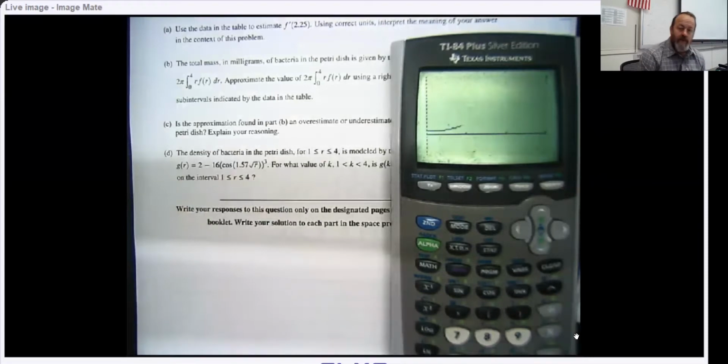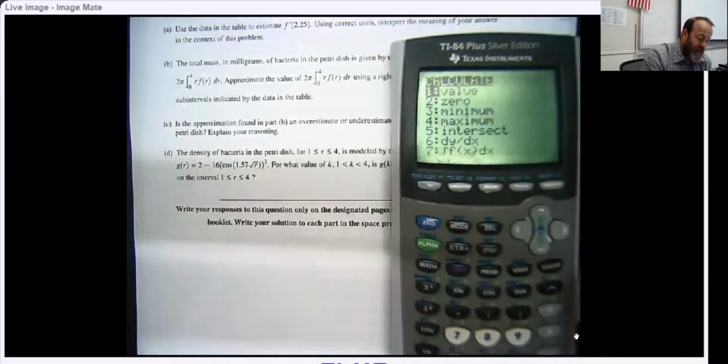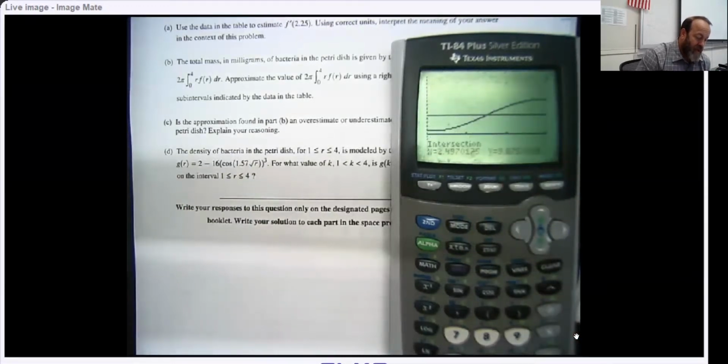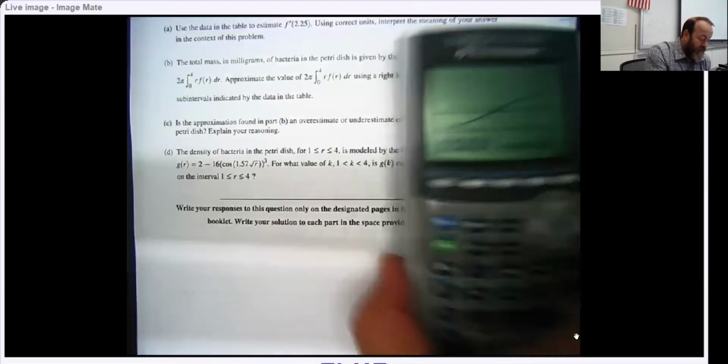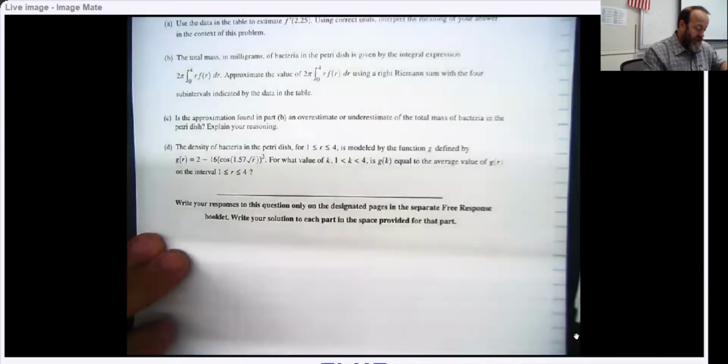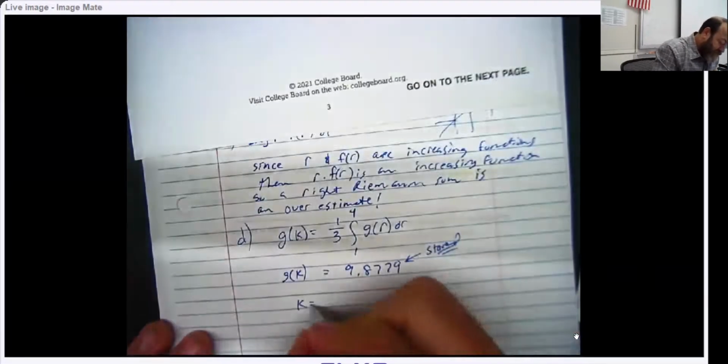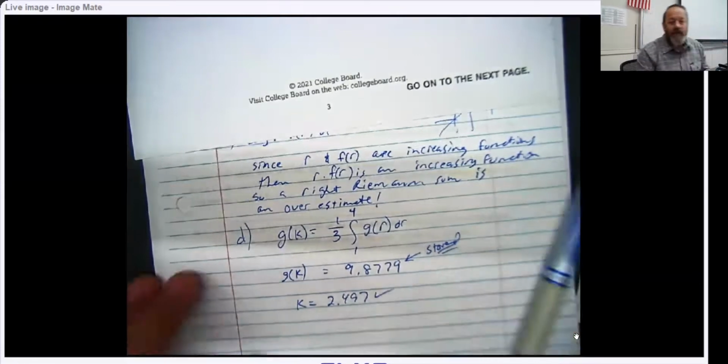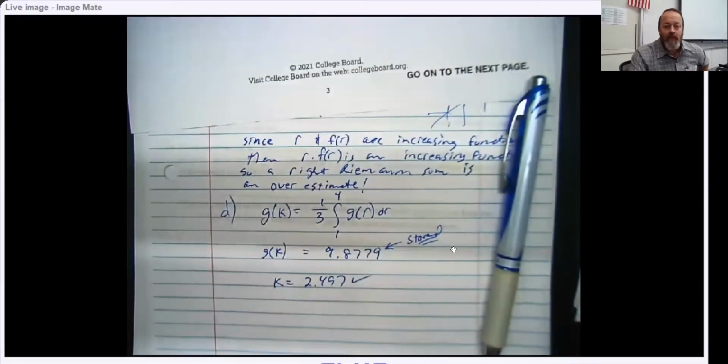So here comes the original function. That's g of k, or g of r. Here comes that average value that I desire, and I can calculate that intersection, ding, ding, ding. It appears that the value of k that would actually make that work was 2.497. And that is question number 1 from the 2021 released AP test. Awesome. I'll see you for number 2 in a little bit.